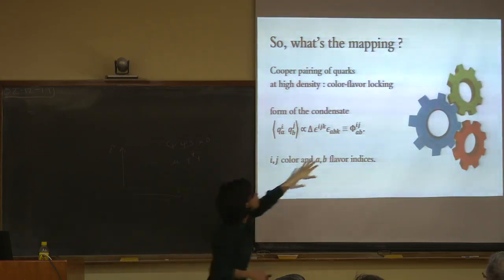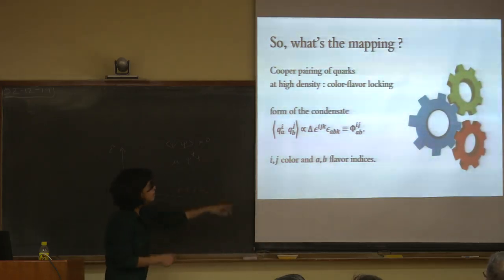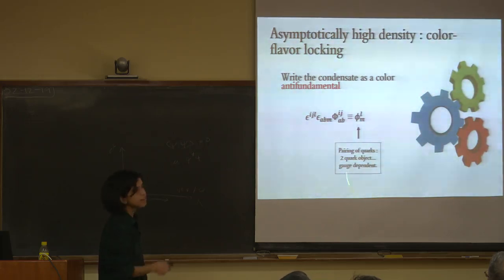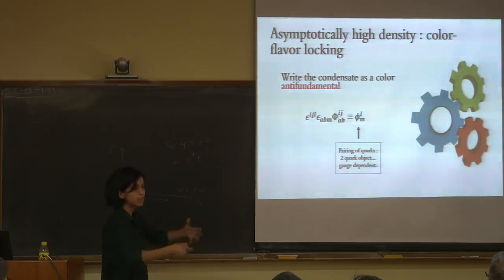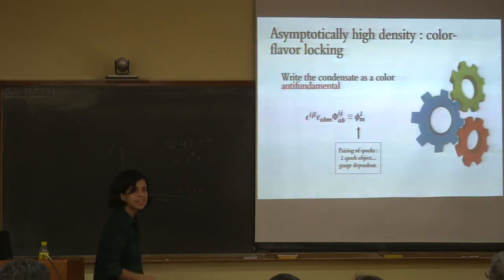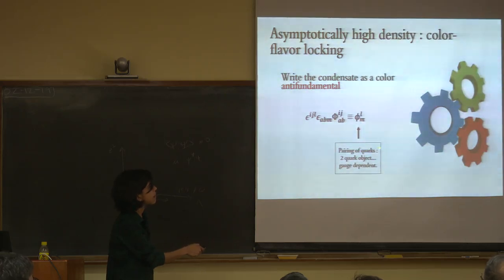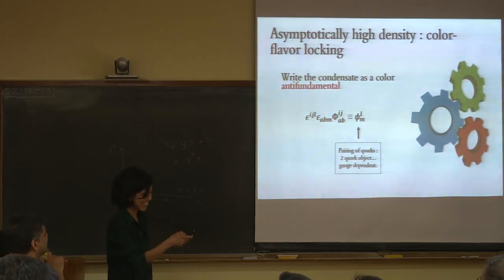So you have 4 indices, as you were saying. So this phi is a scalar field with 4 indices. But now what you can do is the following. You can write it as a color antifundamental by contracting the 4 index thing with the appropriate Levi-Civita. And so now this phi is a 3 by 3 matrix, okay? So this 2 index is dual to 1 index. This phi now stands for pairing of 2 quarks, so it's a boson in that sense.